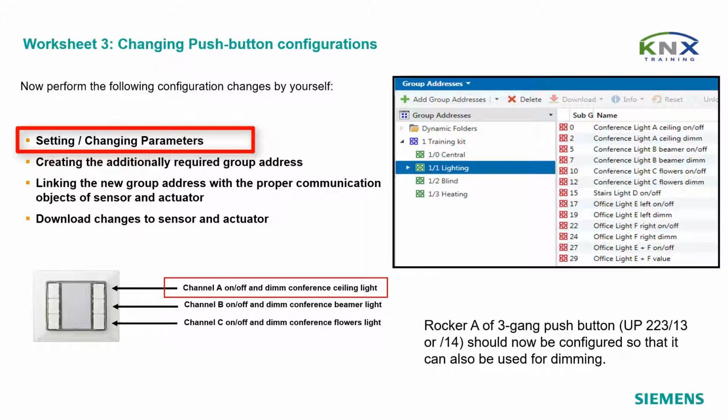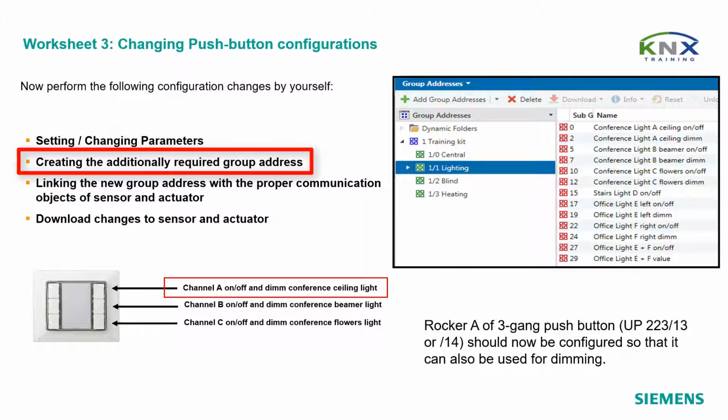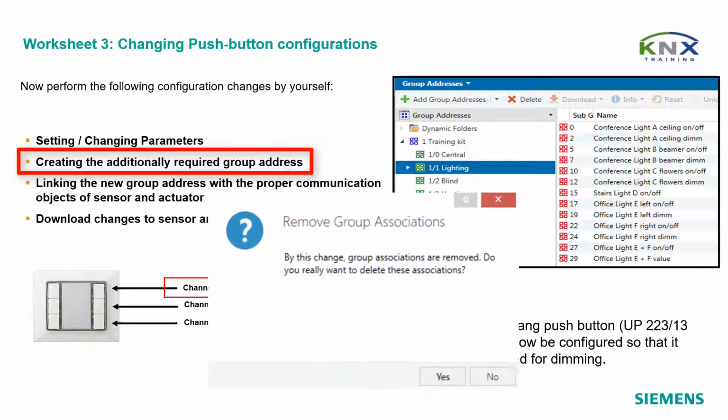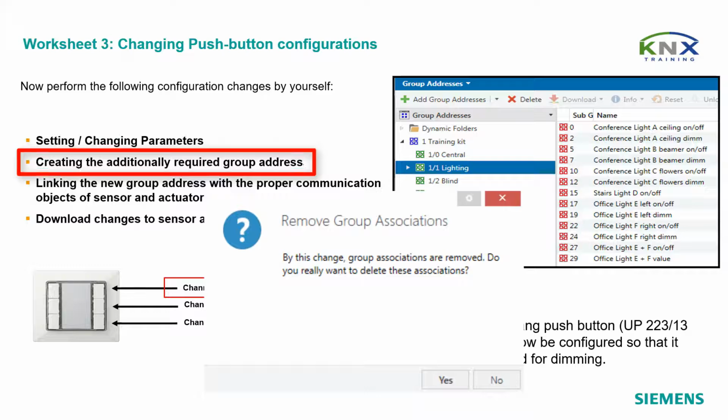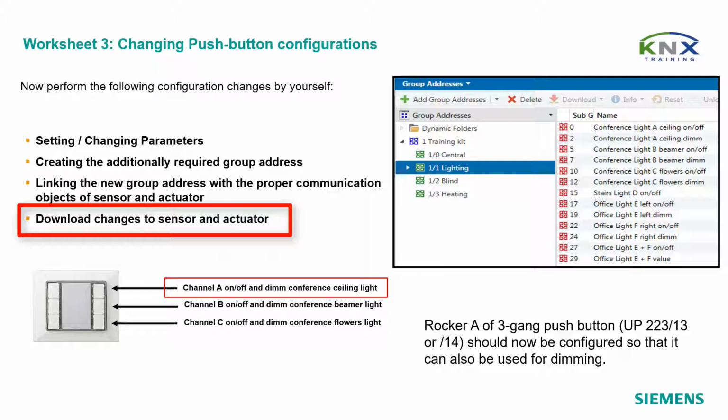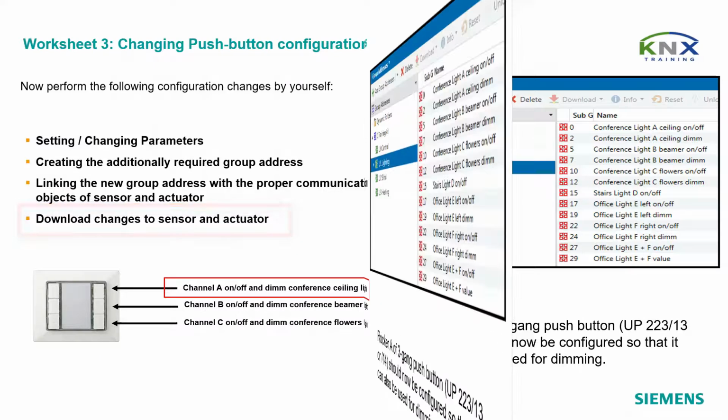Start with the parameters of the push button. Then create the new group address. When you change the rocker configuration of rocker A, ETS will prompt you to accept that group address links will be removed. You must accept it in order to proceed. So you must link both required group addresses now to the changed channel A. Finally, download and test sensor and actuator.